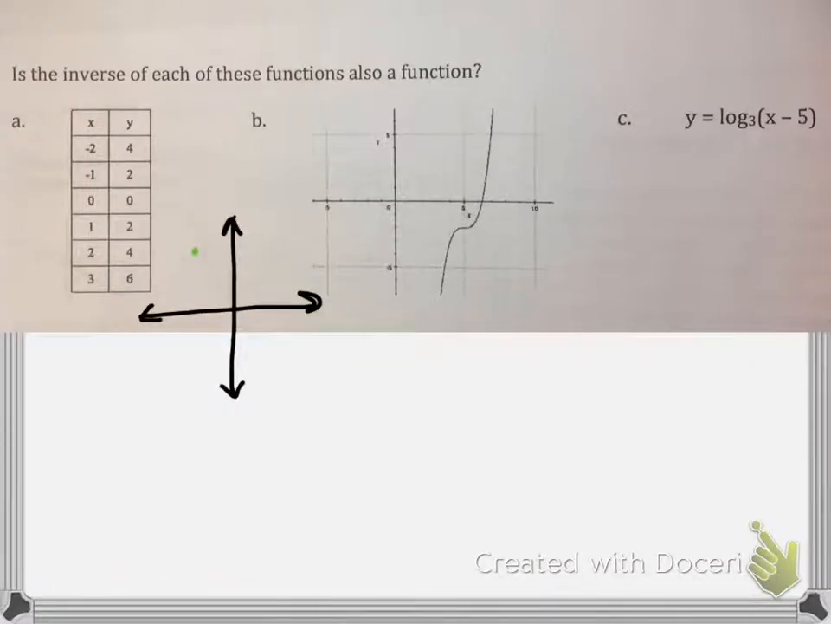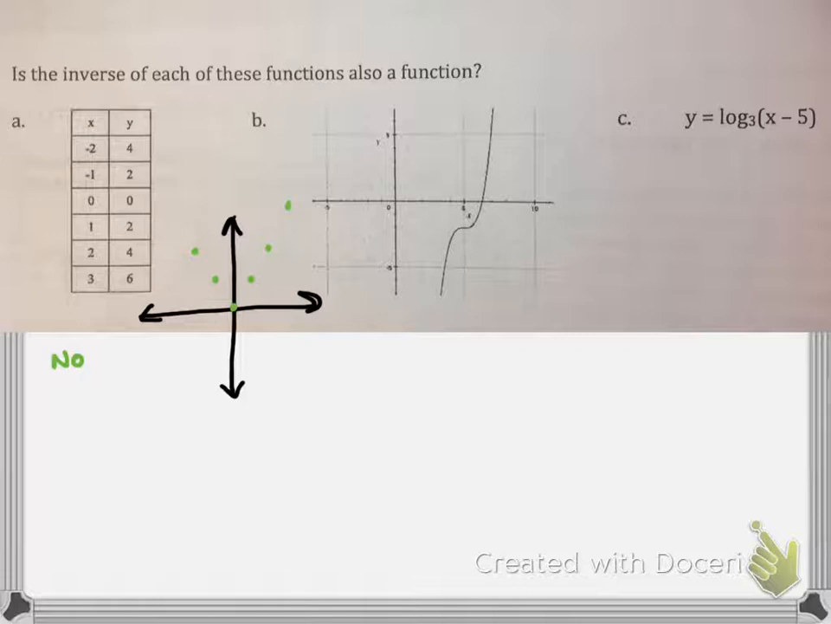Alright, problem number 3 asked us if the inverse of each of these functions is also a function. So the way that I dealt with A was I took that table of values and graphed it exactly as it is. Now, if you look at that V that I made, if I turn that and I switch x and y, I flip it on its side, it's not going to pass the vertical line test. I'll have 2 points that go through the x value of 2 and 2 points that go through the x value of 4, and so that is not going to be a function when I graph the inverse.